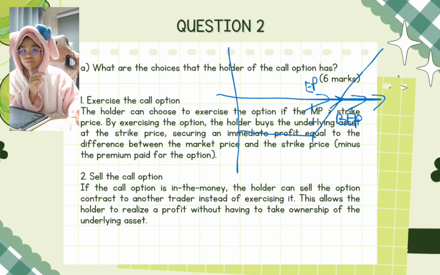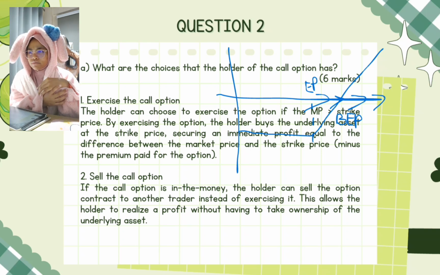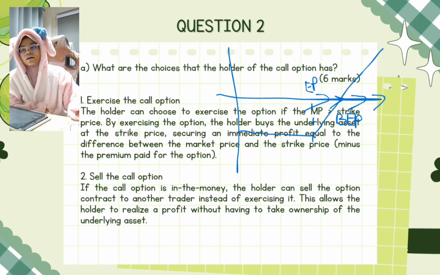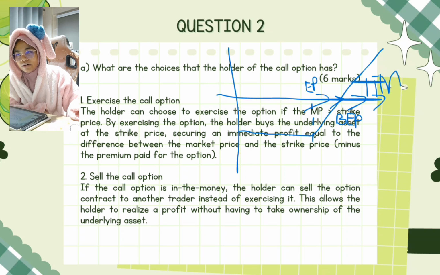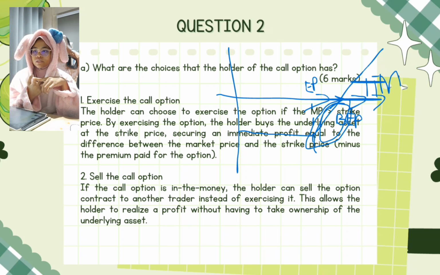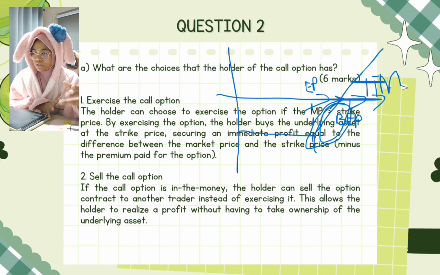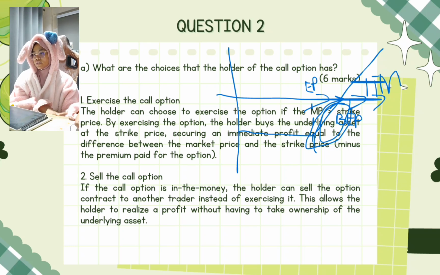So if the holder exercises the call option now, the holder can secure immediate profit. Actually not necessarily profit if it's in the money, but over here this is the area where the loss gradually decreases. So it is not only to secure immediate profit but also to reduce the loss. So the second one is sell the call option.